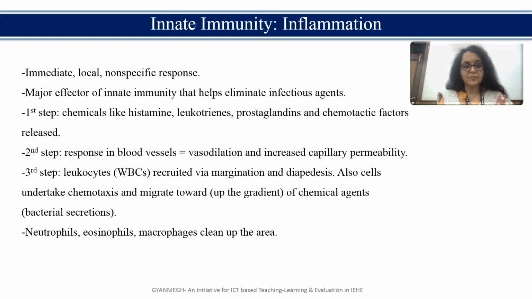The major effectors of innate immunity that help eliminate infectious agents act in steps. In step 1, chemicals like histamine, leukotrienes, prostaglandins and chemotactic factors are released. In the second step, a response in blood vessels takes place, which creates vasodilation and increased capillary permeability. In the third step, leukocytes are recruited via margination and diapedesis, which is the leakage of the formed elements. Also, cells undertake chemotaxis and migrate up the gradient of chemical agents and bacterial secretions. Neutrophils, eosinophils, and macrophages clean up the area.